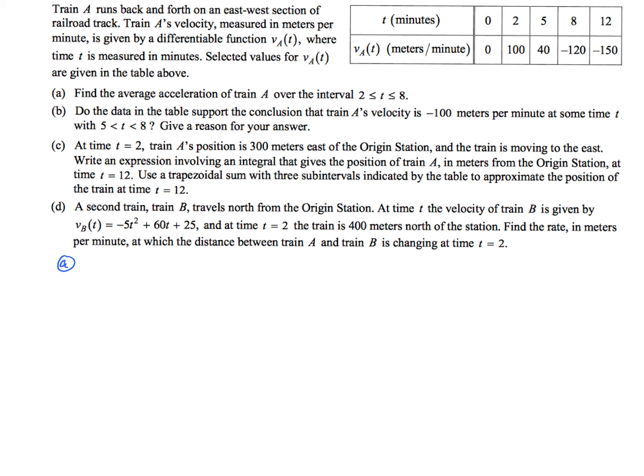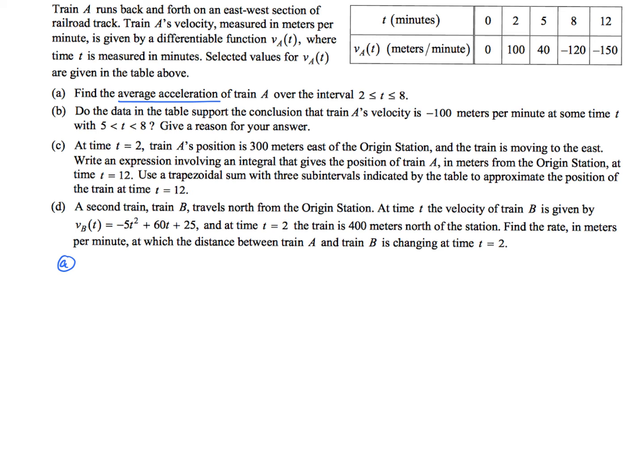All right. What does it ask for? Average acceleration. What did they give us? 2 to 8 velocity. They gave us velocity. All right. So how do we get average acceleration? It's just what? I don't take an antiderivative. Opposite derivative. I don't take a derivative. I don't have a function. Make a function. The slope.